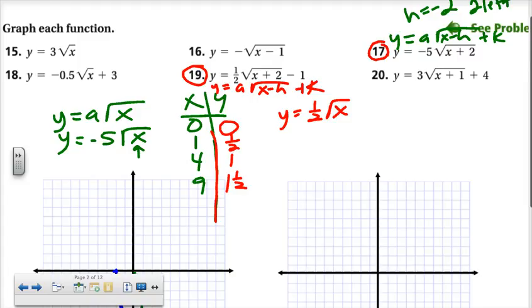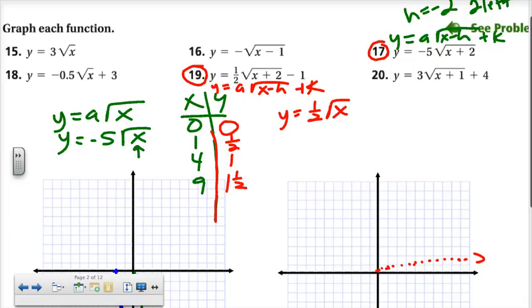So this one had a positive a value. We're going to stay above the x-axis. 0, 0, 1, 1/2, 4, 1, and 9, 1 and 1/2. So there is a sketch of the curve.